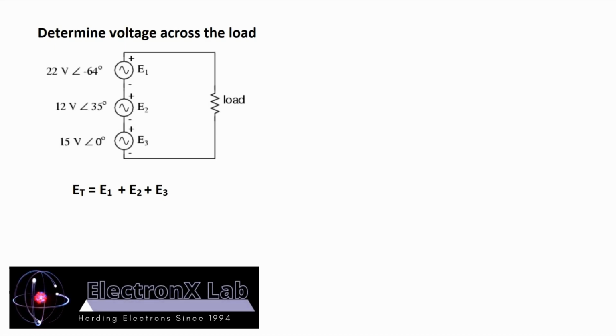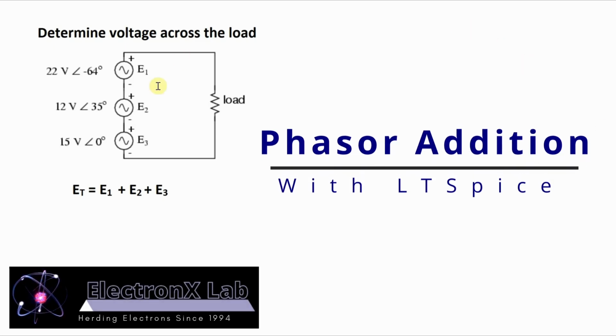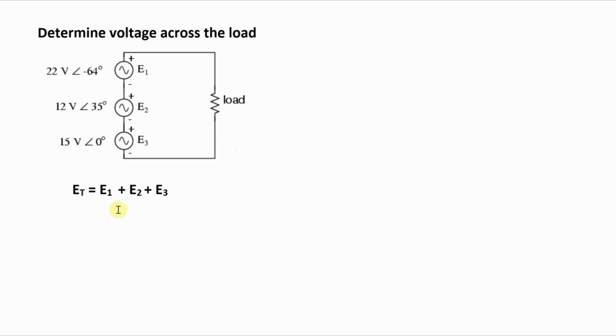In this video, I'm going to determine the voltage across this load here, and I'm going to do it using LTSpice. Now we know that the total voltage will be the sum of these three voltages, as I've shown in this equation here. And since all of these voltage sources are AC voltage sources, they're phasors. So what we're doing is using LTSpice to do vector addition for us.